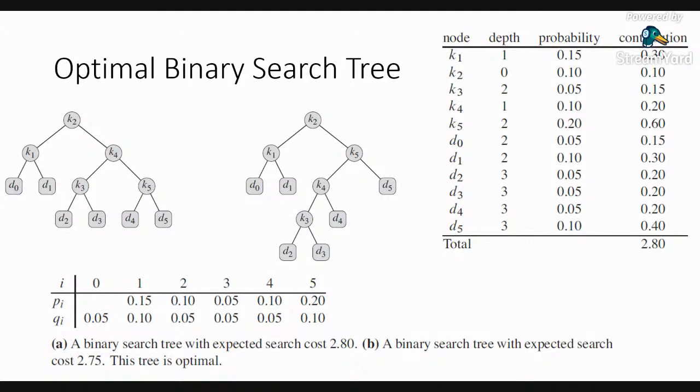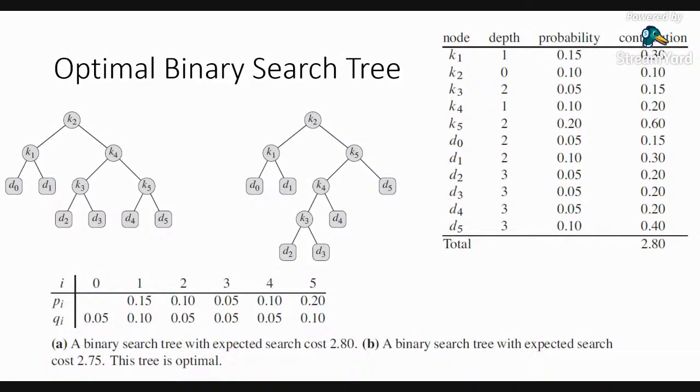Now, what is our task? Our task is to construct a binary search tree whose cost is minimal with the help of a dynamic programming formulation from these data, from the successful search data and unsuccessful search data. So if we consider that 2.75 is the optimal cost, then our aim is to construct this particular tree from this data.